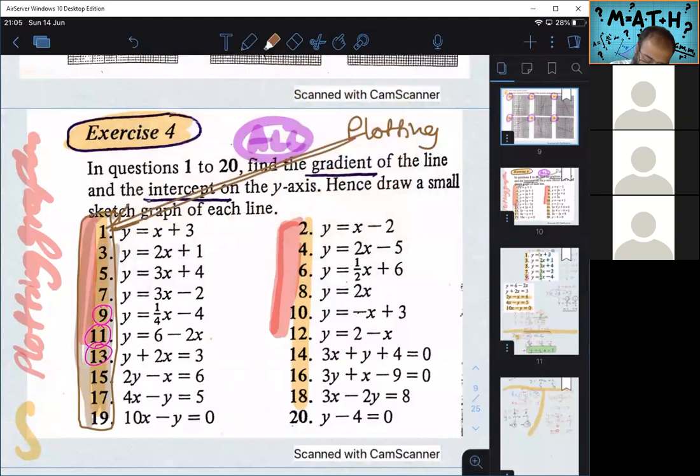So when you do the plotting, you go back to the exercise. We are going to recycle these questions. Questions 1 to 19. We're going to plot those graphs. Is that clear, everybody? Yeah.